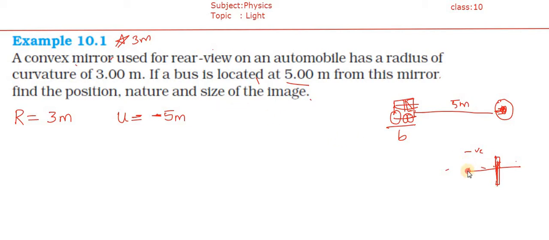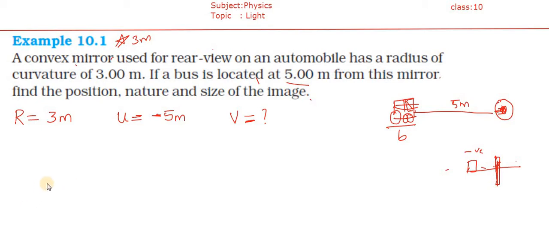The object is placed at this point and the mirror is at this point, so the image is formed. From this mirror, we need to find the position, nature and size of the image. Before that we need to find v. What is v? v is the image distance. So we need to find v, and also the position, nature and size of the image.